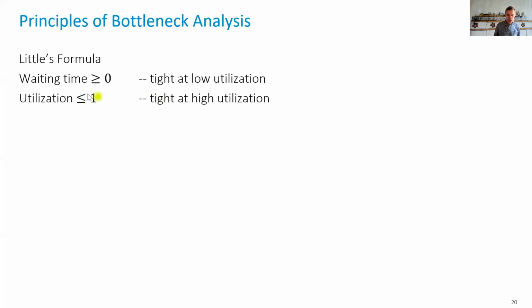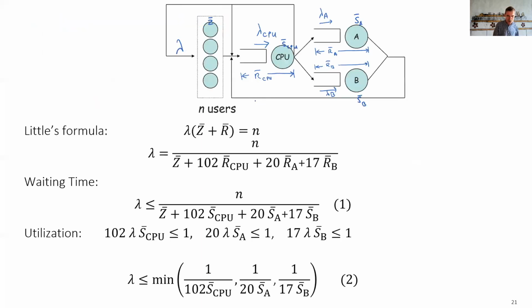And this will be close to 1 when the system is completely saturated. So at high utilization, this bound is tight. And that's the idea of bottleneck analysis. We find bounds that are true at the two ends of the spectrum. Therefore, if we have the two ends of the spectrum, that already tells us a lot about the system, as we will see.